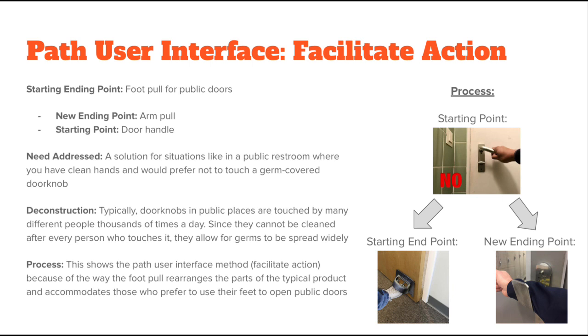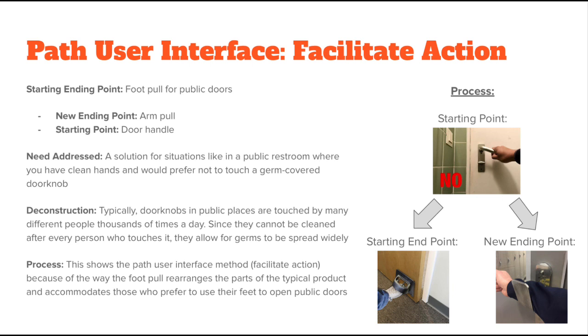So for this example, we're using the path user interface method, specifically facilitate action. So the starting point here would just be your typical door handle, and the starting end point would be a foot pull for public doors, with a new ending point being an arm pull.